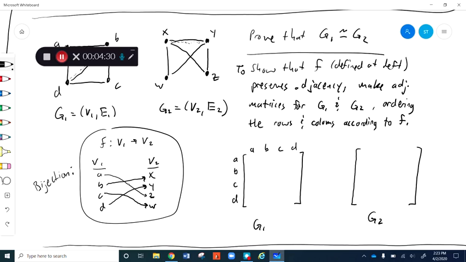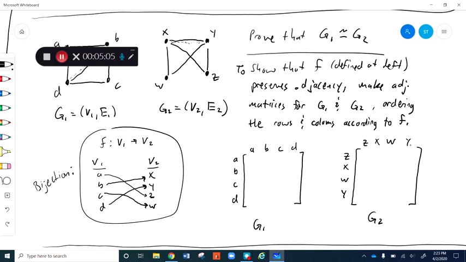So since A maps to Z, I have to have my first row and first column be Z, right? So that it corresponds to A. What I want to do is set it up so that the entries are going to line up exactly with each other. Now B maps to X, so X is next. C maps to W, and then D to Y. All right, so there we go. So now I have arranged my rows and columns according to the bijection I've defined, so that they are lining up with each other.